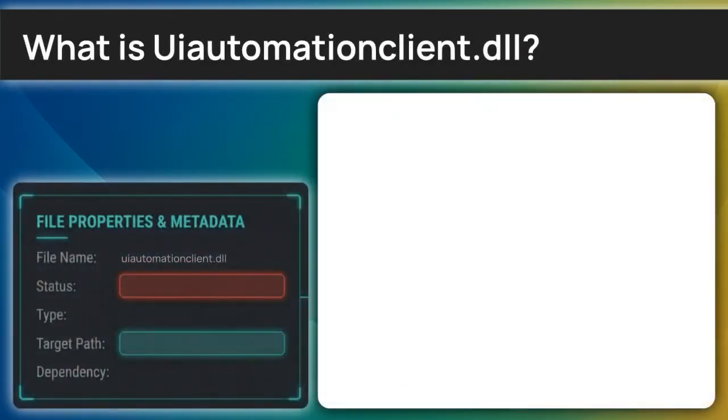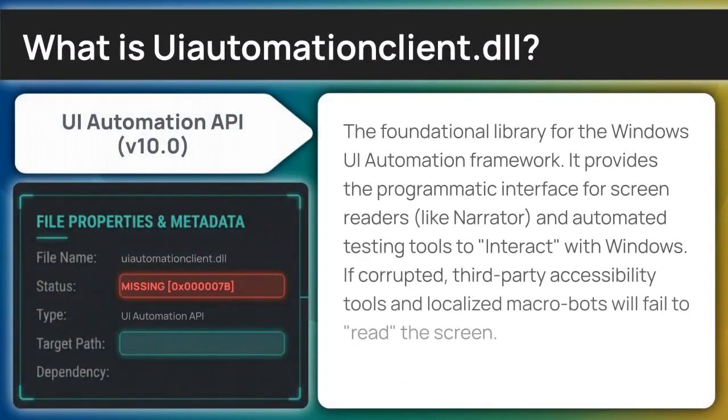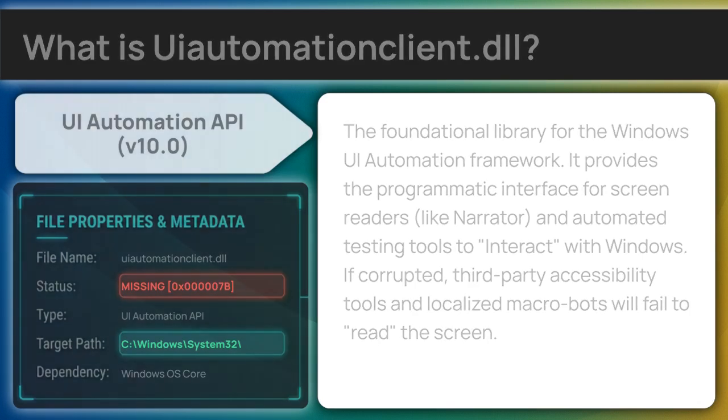This is the User Interface Automation Client, the foundational library for the Windows UI automation framework. It provides the programmatic interface for screen readers, like Narrator, and automated testing tools to interact with Windows. If corrupted, third-party accessibility tools and localized macro bots will fail to read the screen. Now that the technicals are covered, let's run the official installer.